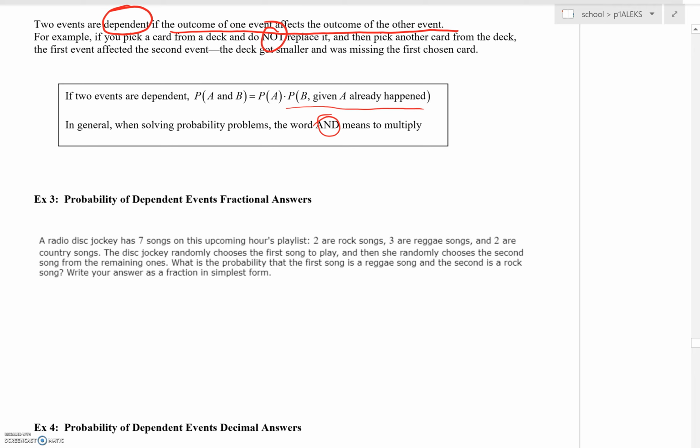A radio disc jockey has 7 songs on the upcoming playlist. 2 are rock songs, 3 are reggae. So we've got 2 rock, we've got 3 reggae, we've got 2 country songs.